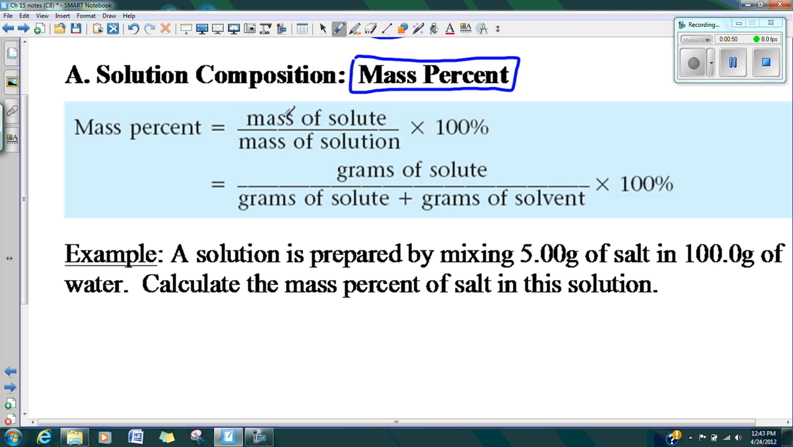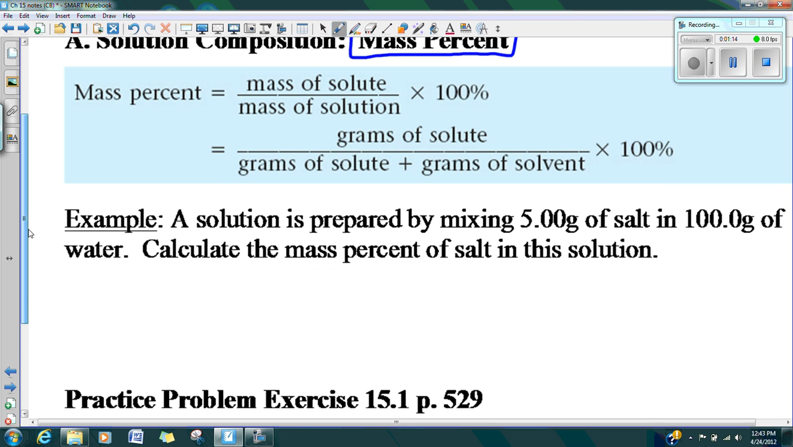So mass percent is the mass of the solute, so whatever is being dissolved, divided by the mass of the solution, solute plus solvent, times 100%. So again, here's another way of looking at it. So we have the grams of solute, whatever is being dissolved. Again, that is part of my solution, so it has to be divided by the grams of solute plus the grams of solvent. And in most cases, that's going to be water.